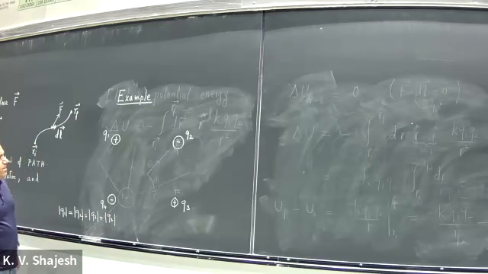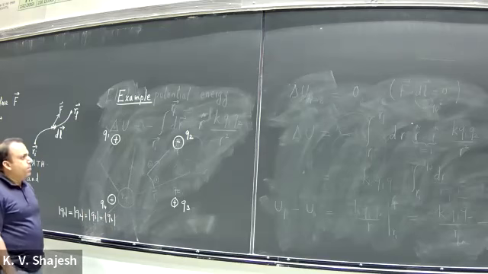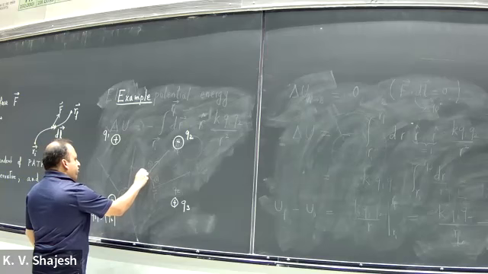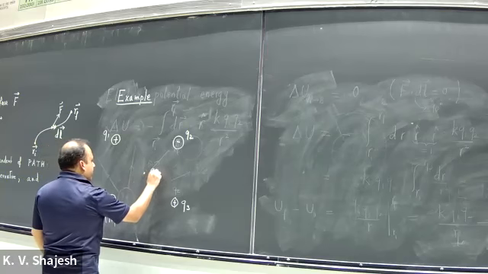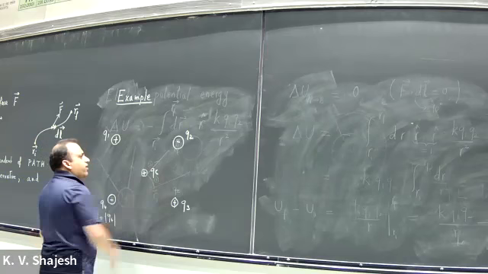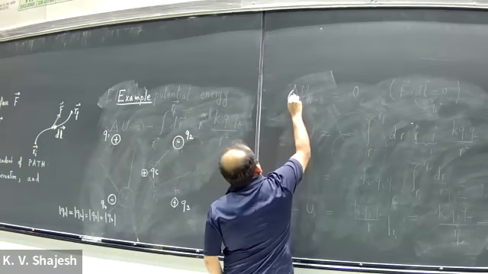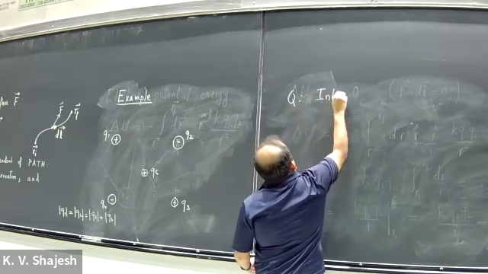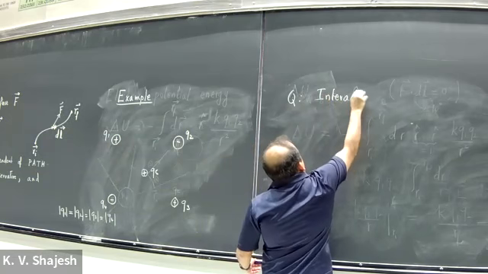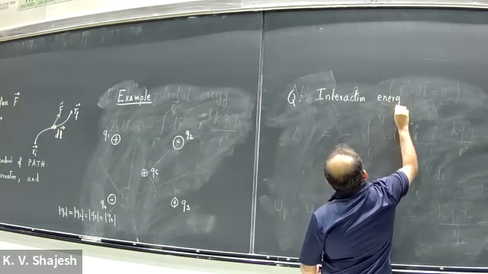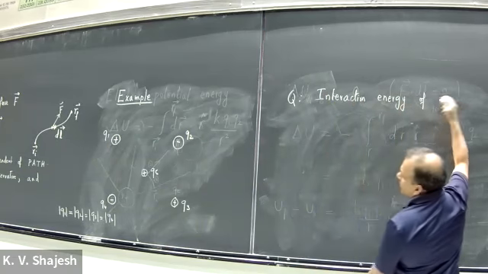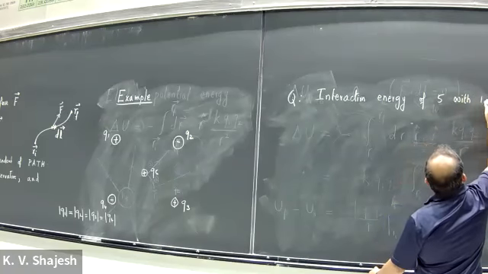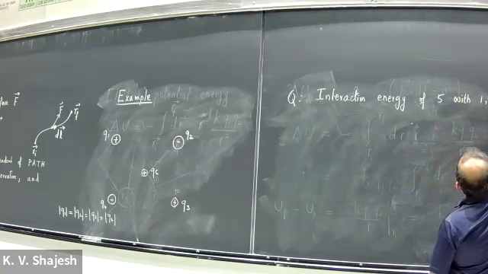All the magnitudes are the same. Let's say, what is the potential energy of a charge Q5 here, so that's a positive charge, the interaction energy of 5 with 1, 2, 3, and 4.